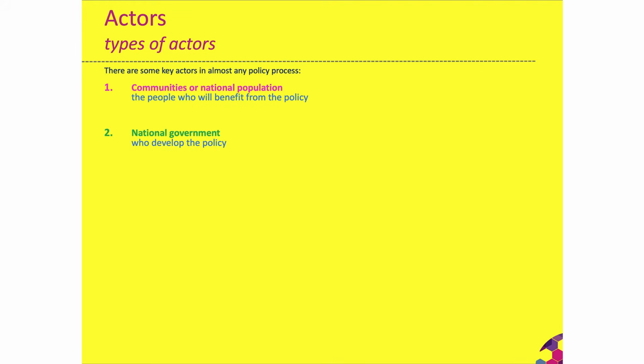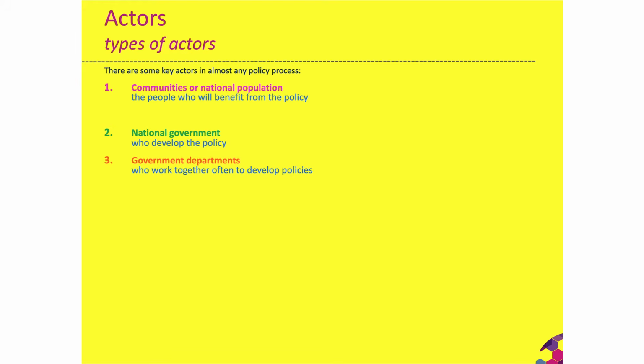National government, who develops the policy. Government departments, who work together often to develop policies. An example of that would be drug substance misuse policy, where we would expect the Department of Health and Social Care to work jointly with the Home Office and the Ministry of Justice, because drug and substance misuse involves the police and the courts. So therefore the Home Office, which leads on policing and safety, and the Ministry of Justice, which links into courts and the justice system and prisons, need to play a part in developing that policy.